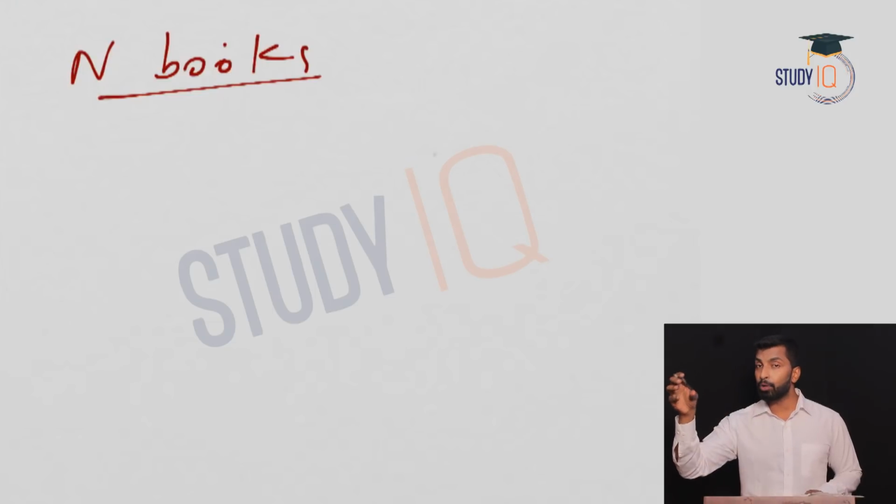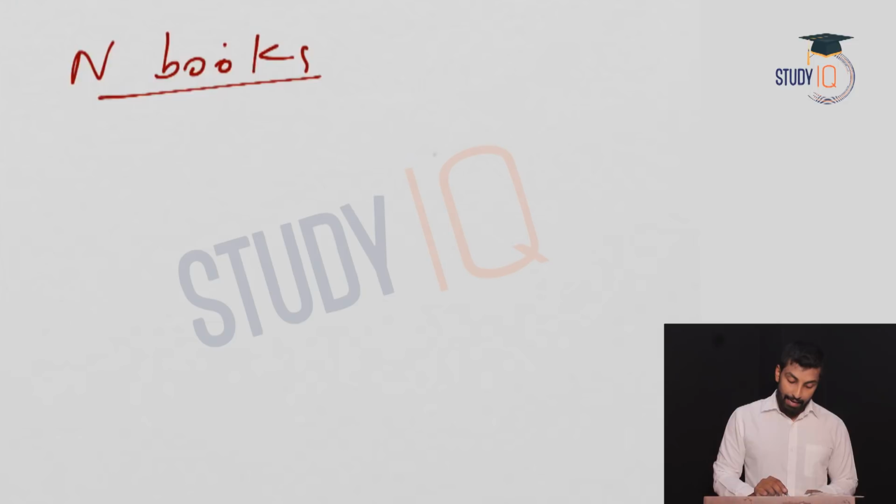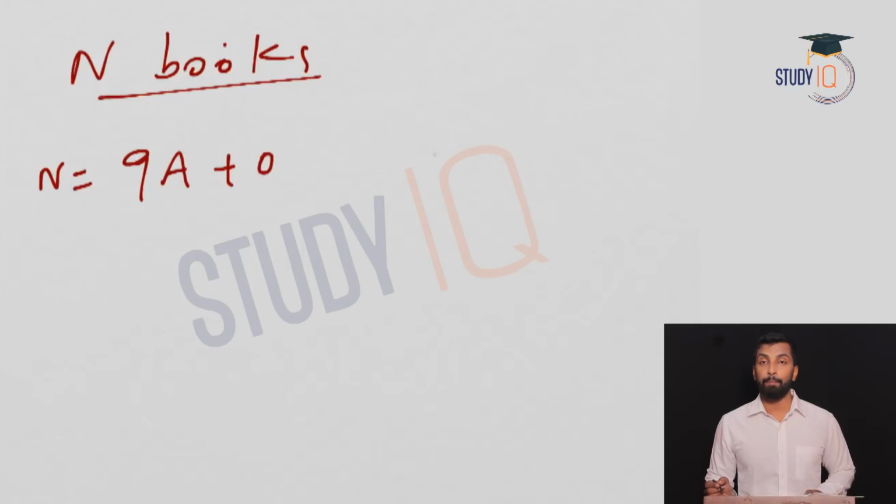If you divide the books into groups of 9, nothing is left out. That means remainder 0. So n is equal to 9a plus 0. When you divide by 9, nothing is left out. That means if you divide the students into groups of 9, no students are left out. Like they can make a story, you need to arrange them in an assembly. When you arrange in an assembly, if you make a column of 9 students, no students are left out.